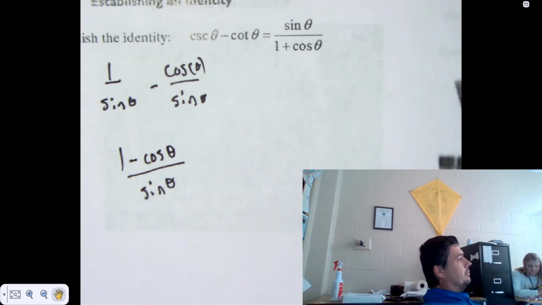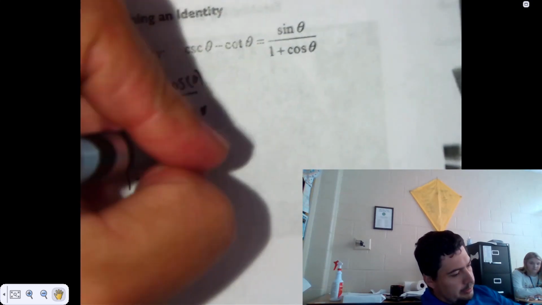Does anybody have an idea? I tried to refresh a vocabulary word for you at the very beginning of class. What was that vocabulary word? Conjugate. Conjugate of what? 1 minus cosine or sine? No. The complex looking piece is what you always multiply by, the conjugate of that. You're going to use the conjugate, but you're going to use the conjugate of the numerator to do it.